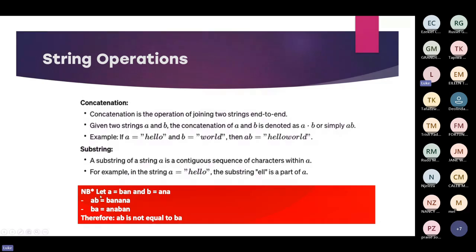You must take this one very importantly. Let's say A is BAN and B is ANA. If we concatenate A and B, we get banana. But if we concatenate BA, we are going to get anaban, which means these two are not equal. So AB is not equal to BA. So that's the last statement, therefore, AB is not equal to BA.